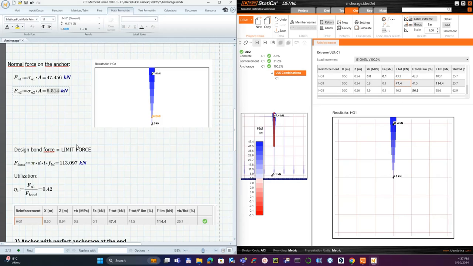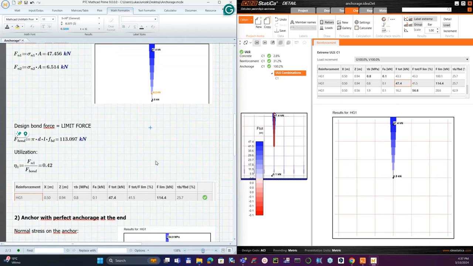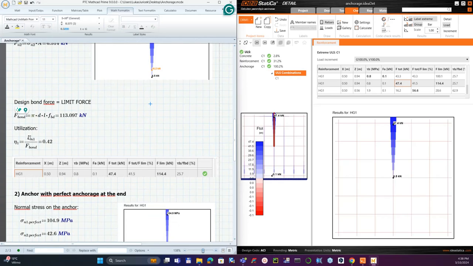So how to verify it? If I proceed on the left side to my hand calculation, bond strength is the area of the surface of the rebar, so π times D times L times f_bd, and I am getting 113.1 kilonewton. You can see there are only some roundings, so that's fitting really well. So if I check the utilization between the normal force, 47.4 divided by the limit force, I am getting approximately 41.4. You can see this is on the left side also. So this is matching really well, and this is how the limit force is calculated.